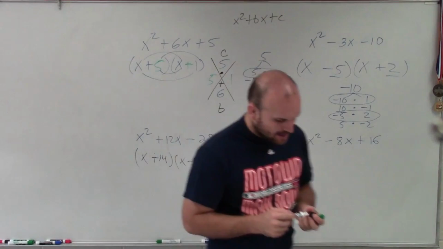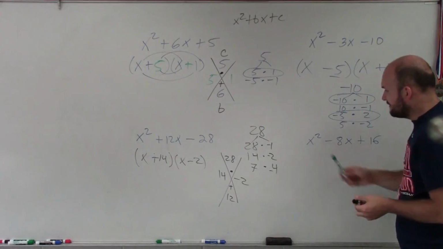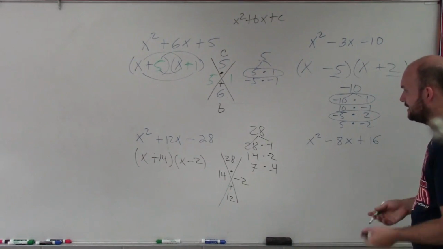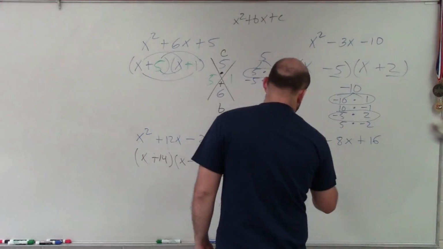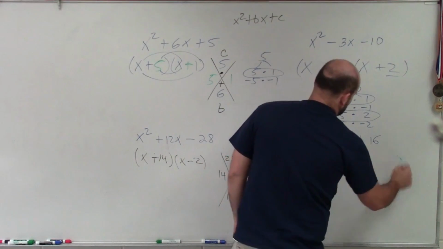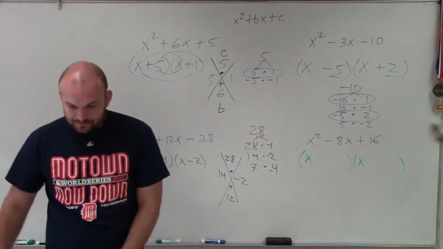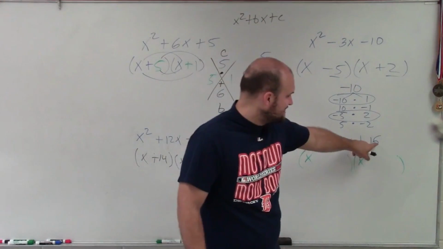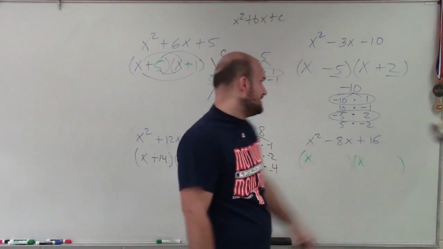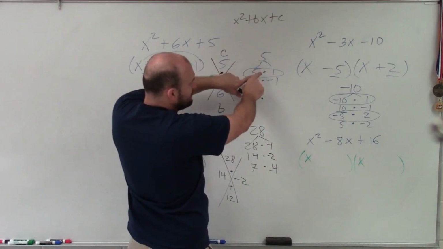Very good, right? So let's go and move on to the last one, which I have x squared minus 8x plus 16. Again, guys, if I was just going to do this in my head, I have x times x. All right? Now, notice that I have a positive 16, right? So I want to write all the factors of 16, just like what we did here.